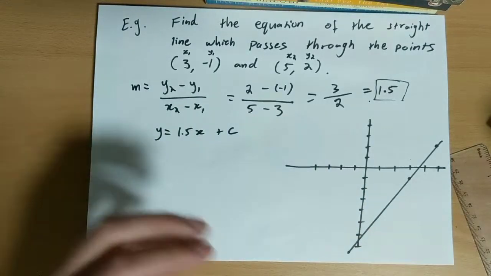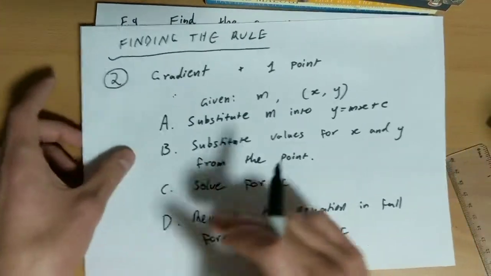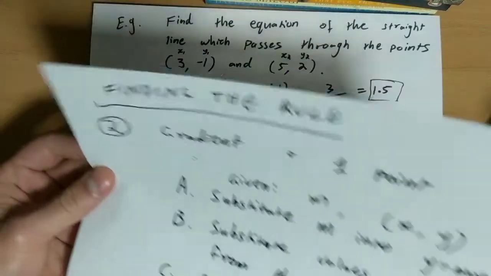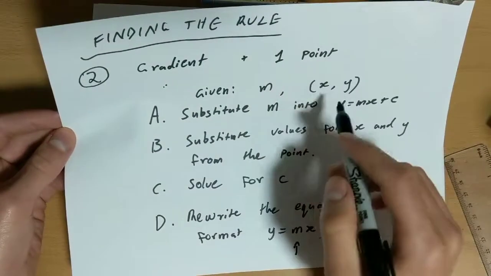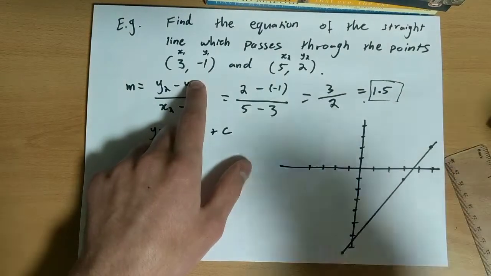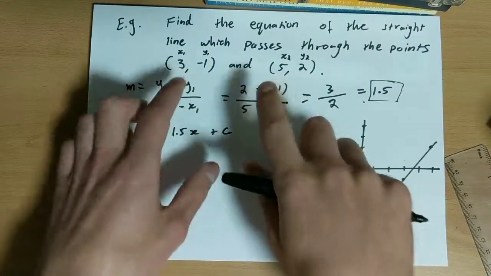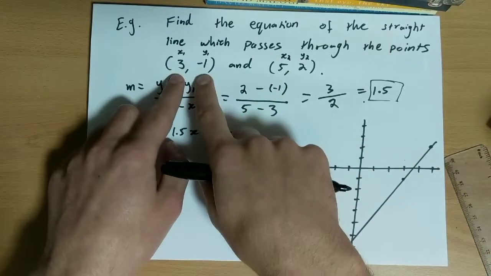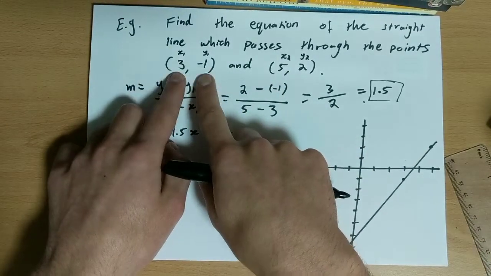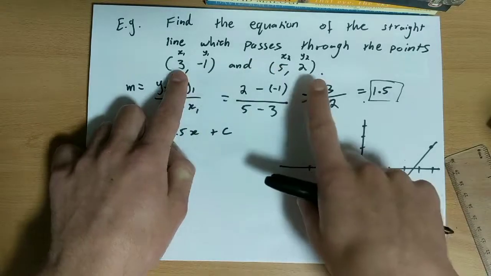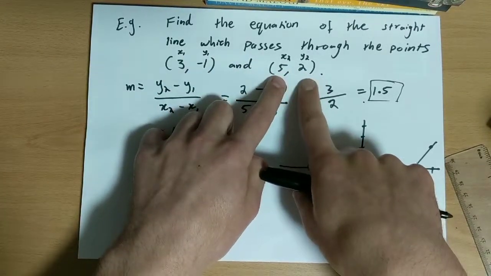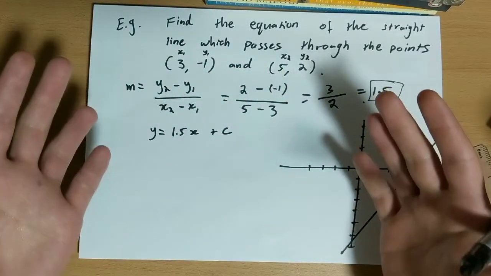where we were finding the rule, it didn't really matter which x value, we didn't have a choice of which x value to use because we were only given 1 point. Whereas here we have a choice, but it doesn't matter which one you use as long as you keep it consistent. So if you're using this coordinate, then use the x and the y value from this coordinate, and if you're using this one, use the x and the y from here, but it doesn't matter which coordinate you use.